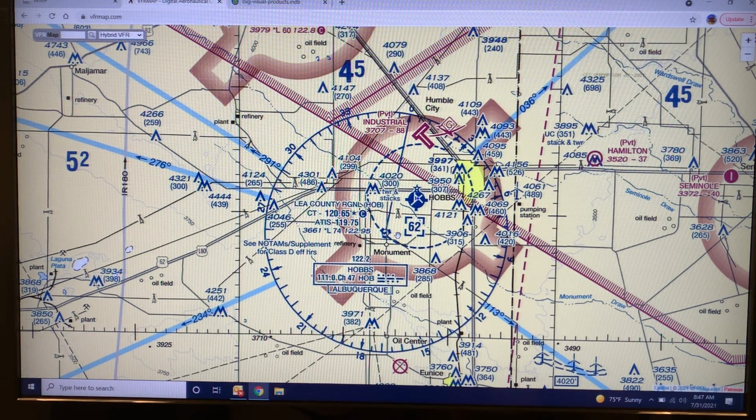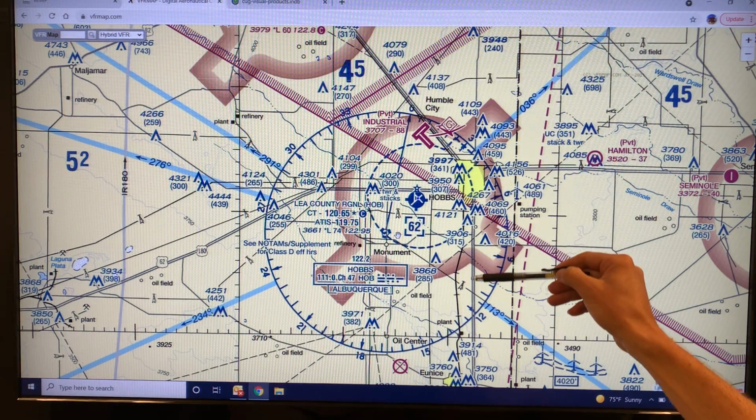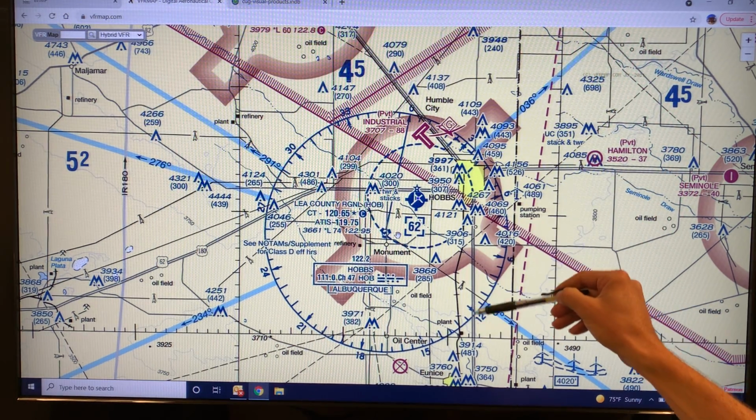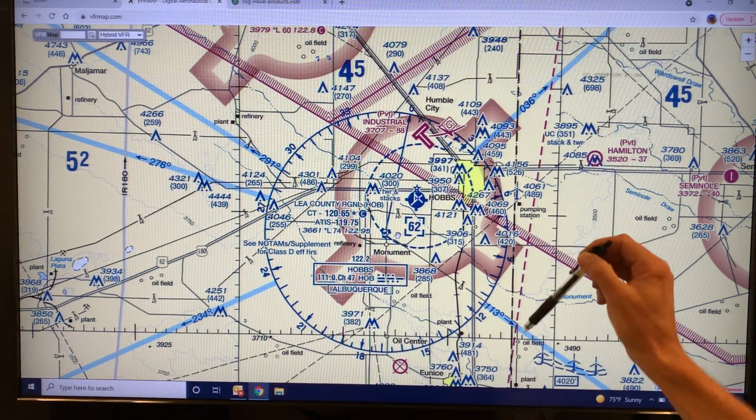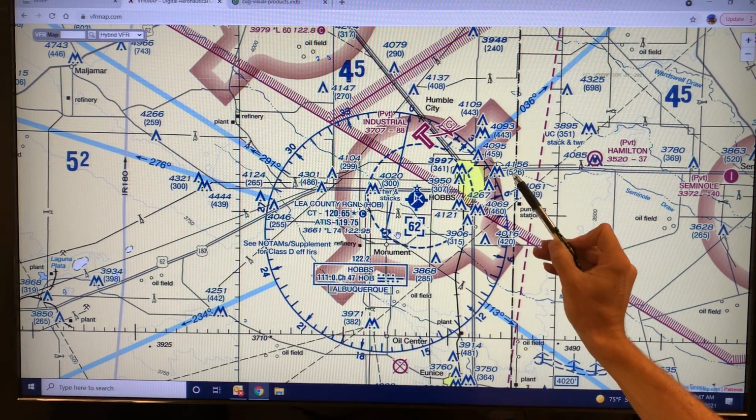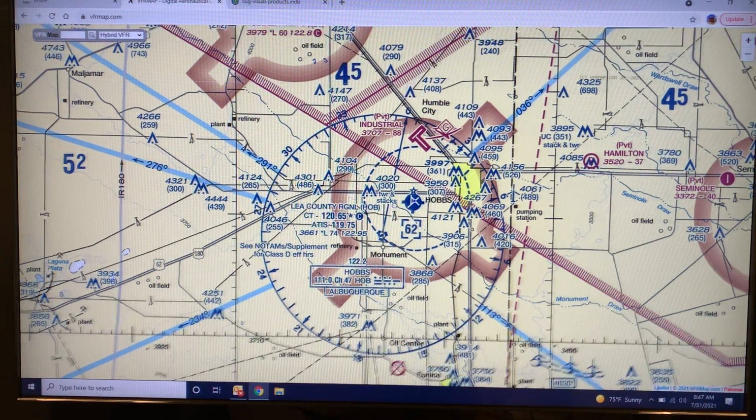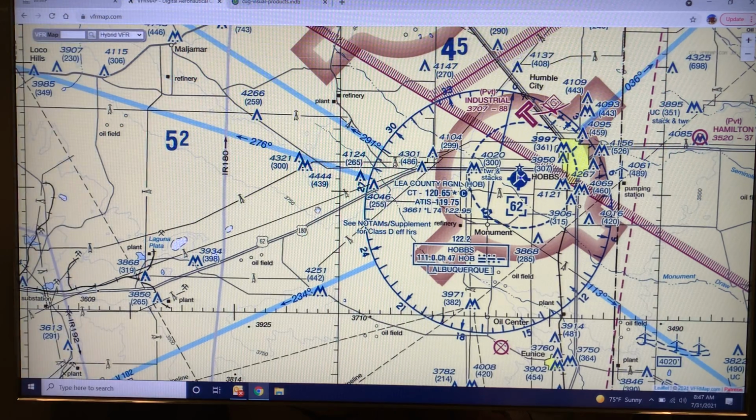Let's see, anything else here? You can see this gray line, this double line, is a divided highway. Highways are a little bit harder to see, and some of these highways have labels on them. There's 180, 62, 180 here. So some of them are labeled, some of them are not.